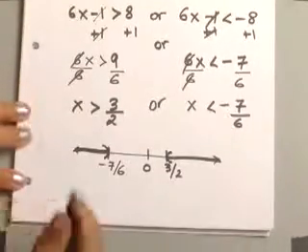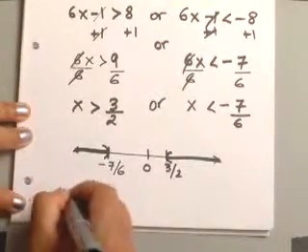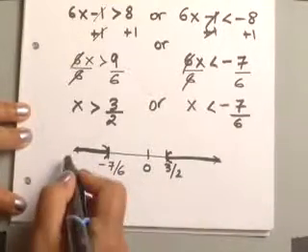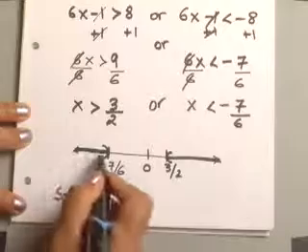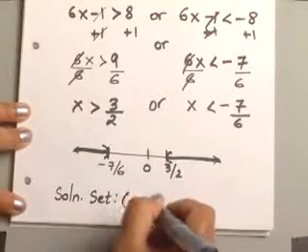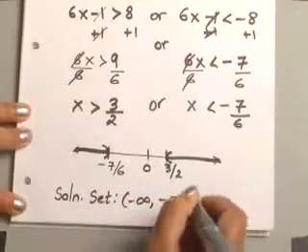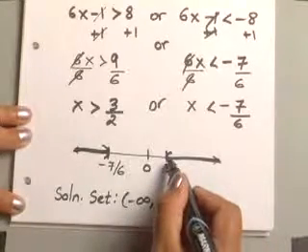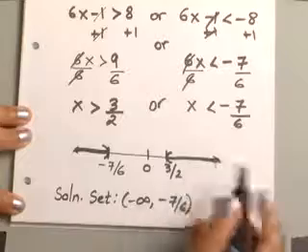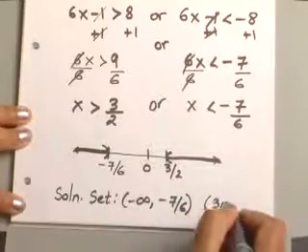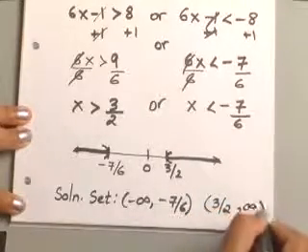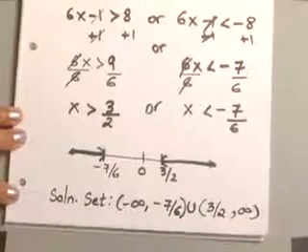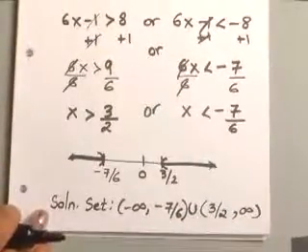Okay? So when you write this as a solution set, you will write it as all the values between negative infinity and negative 7/6. Again, not including negative 7/6, and the other side you have everything greater than 3/2. So that is 3/2 to positive infinity, not including 3/2. And then you use your union symbol to join the two intervals.